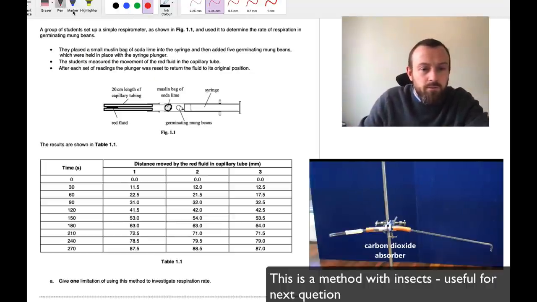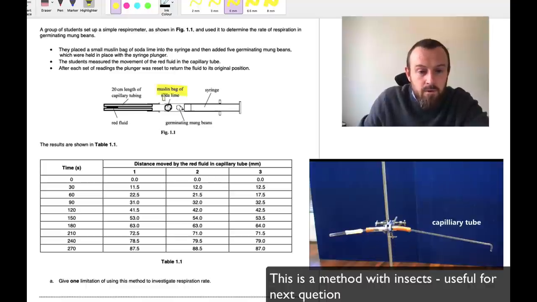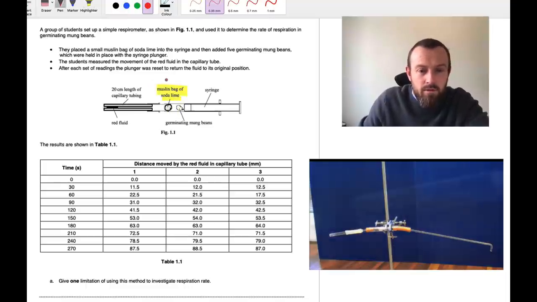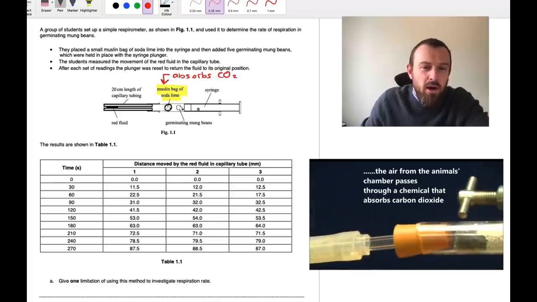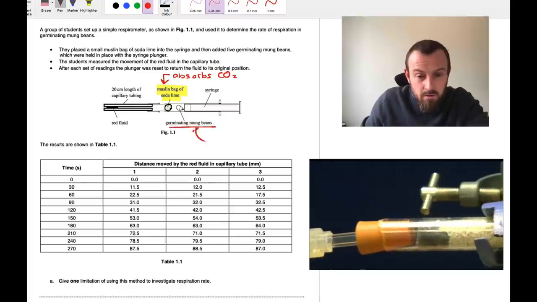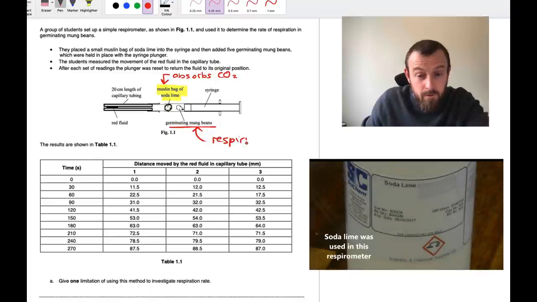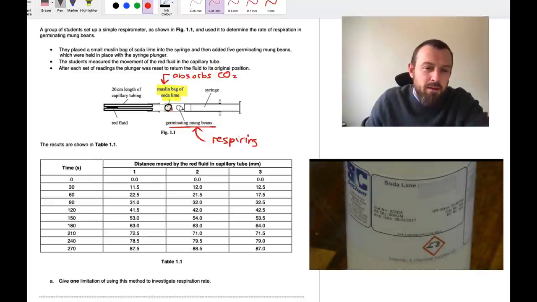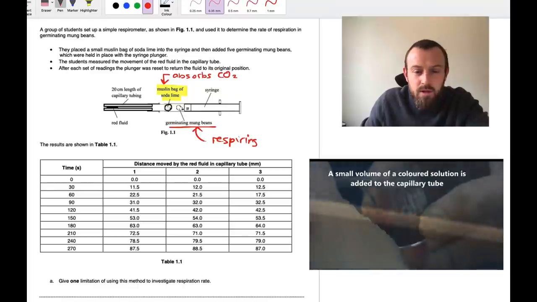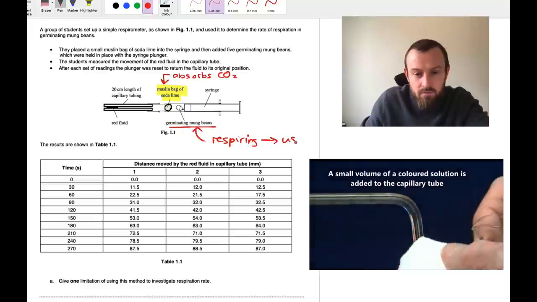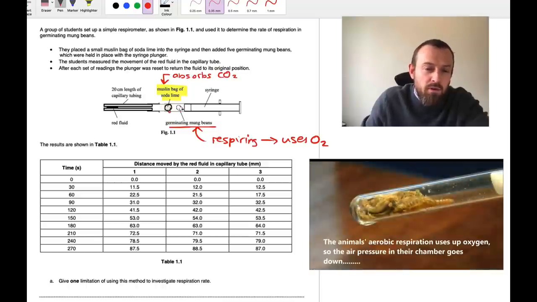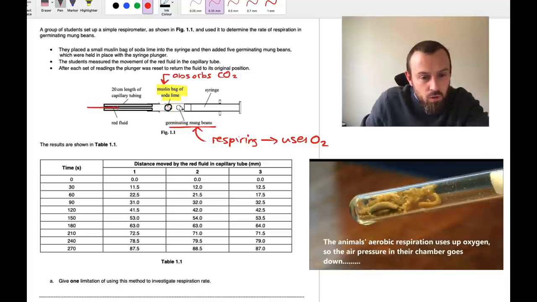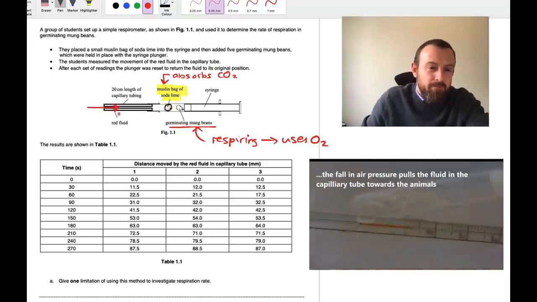So what the students did was they took a small muslin bag of soda lime. And they placed it basically in a syringe. Now, you need to remember that this muslin bag of soda lime absorbs CO2. So any CO2 produced by respiring mung beans, this is a mung bean, respiring, will be absorbed by that muslin bag, and it's trapped in the muslin bag. So this germinating mung bean respiring uses oxygen, which means that the pressure and the volume of this little compartment of the syringe is decreasing. So the red fluid is drawn in and it would be moving along the capillary tubing like this.